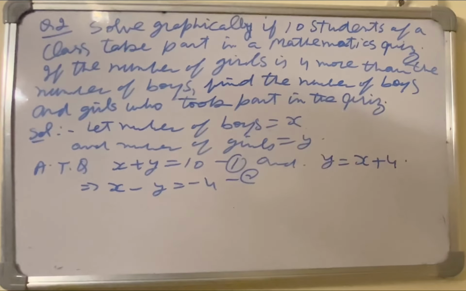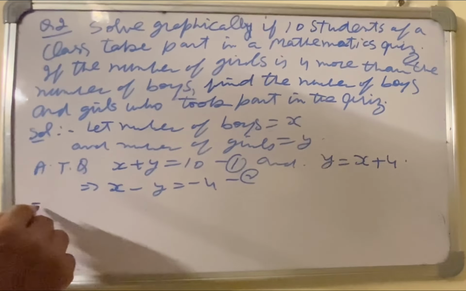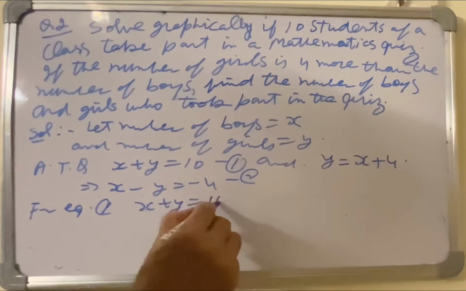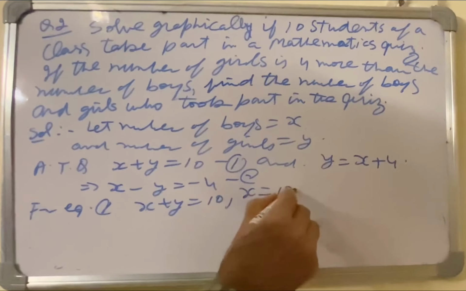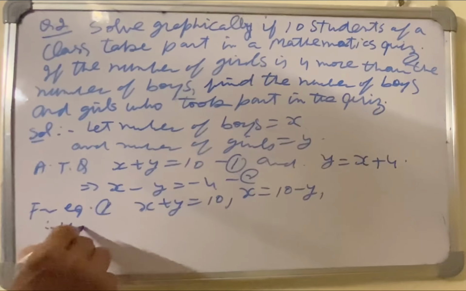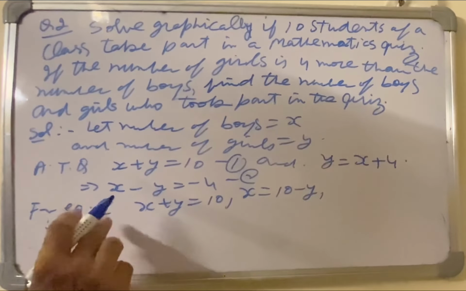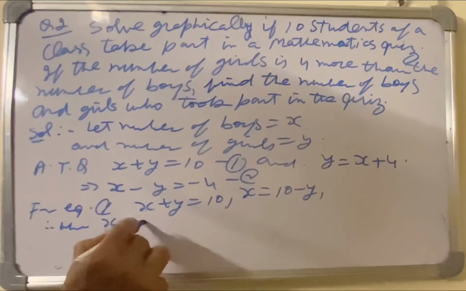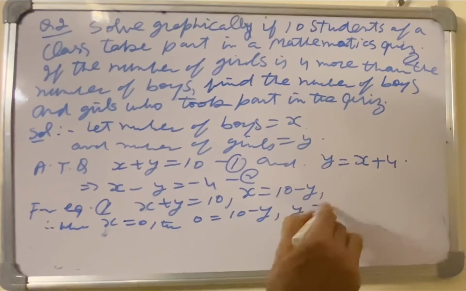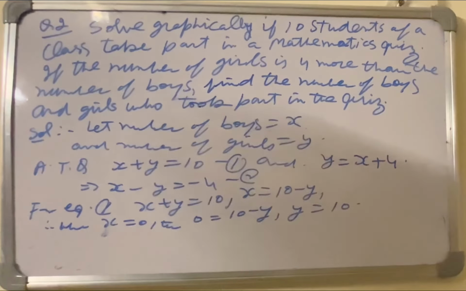This is the second equation. First of all, we find two sets of values for both these equations to plot the points on the graph. From equation 1, x plus y is equal to 10, x is equal to 10 minus y. Therefore, when x is equal to 0, then 0 is equal to 10 minus y, so y is equal to 10.